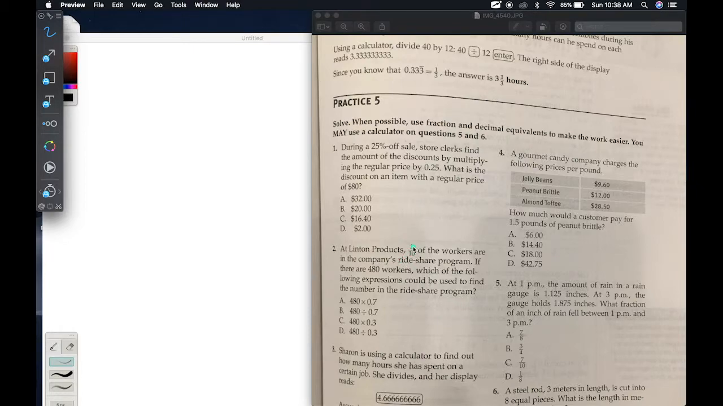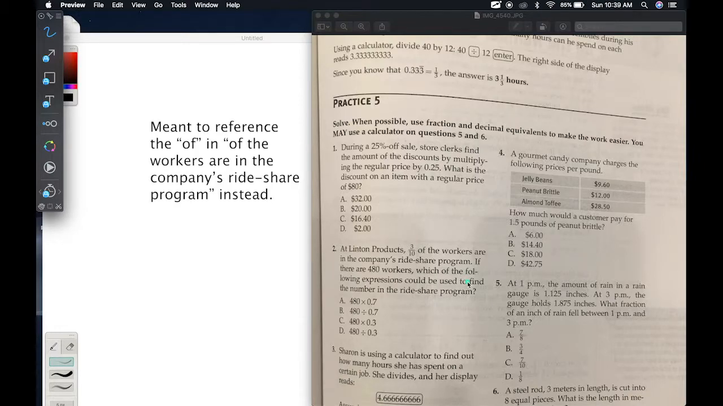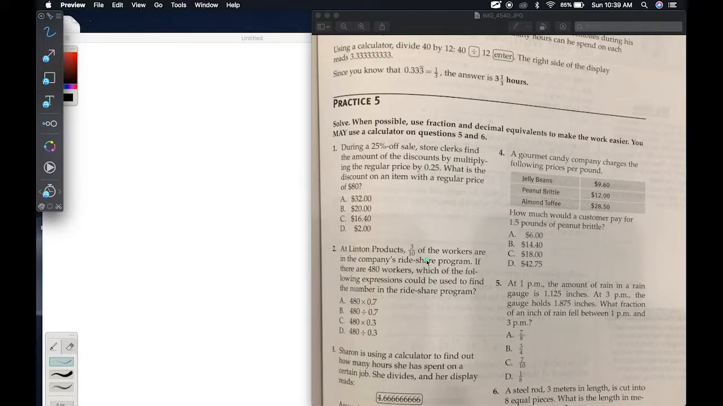So you're looking for this portion out of 480, which is 10. Okay, and we know it's multiplication because it says "of" here. Which of the following expressions could be used to find the number in the rideshare program? So we know that it's this number right here. Okay, we know that 0.3.